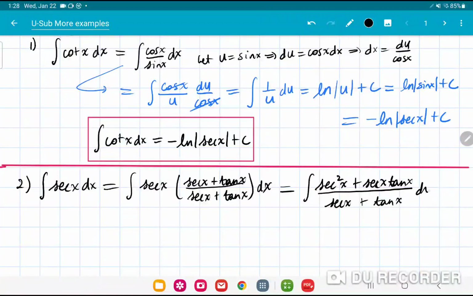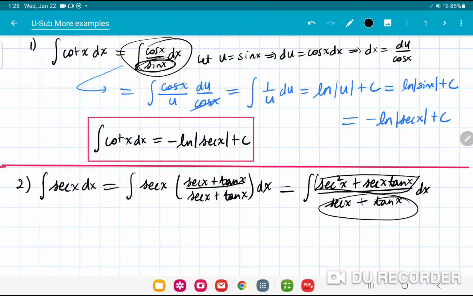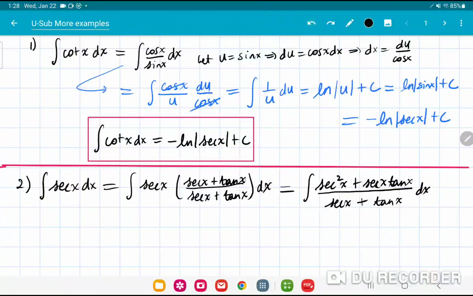tangent x dx. Now, you can see that the derivative of secant x is sec x tan x, and the derivative of tangent x being sec squared x. You can see that the derivative of the denominator here is exactly what we have in the numerator. Just like what we had here, the derivative of sine x is cos x, so u equals sine x worked nicely. Okay, similarly here, the derivative of sec x plus tan x is sec squared x plus sec x tan x.